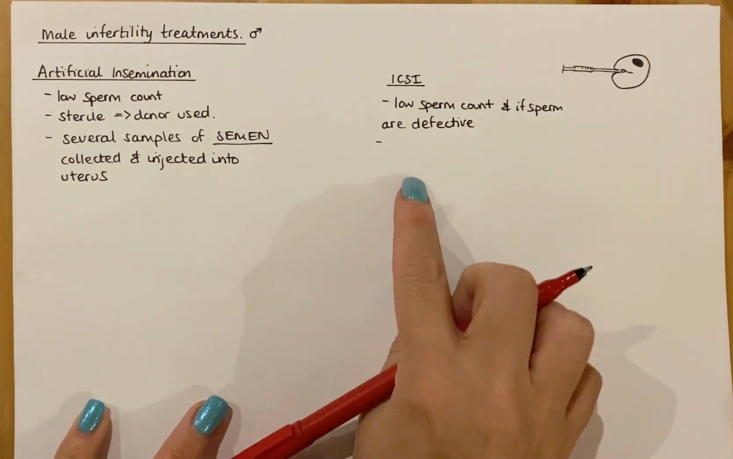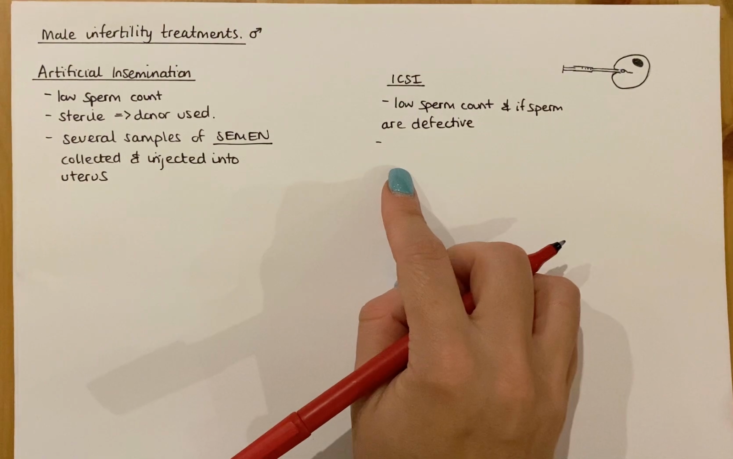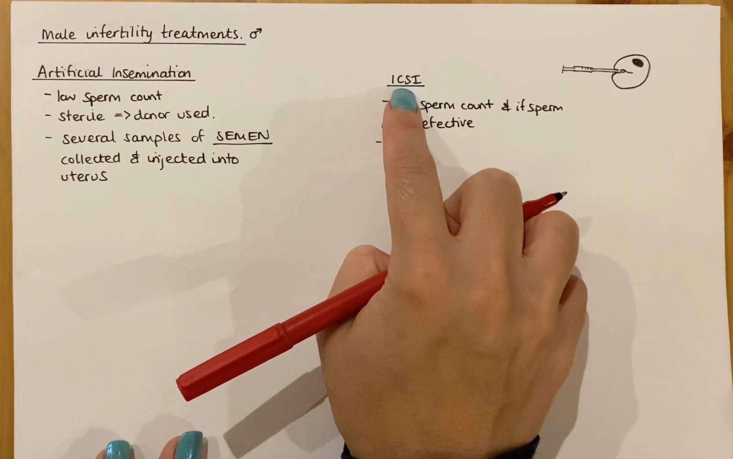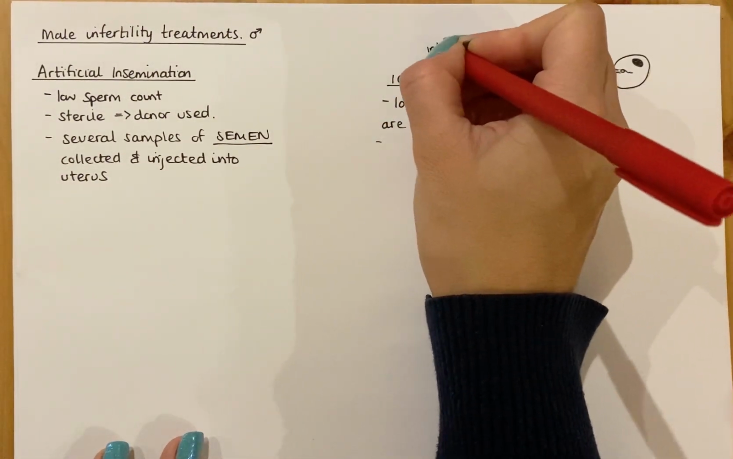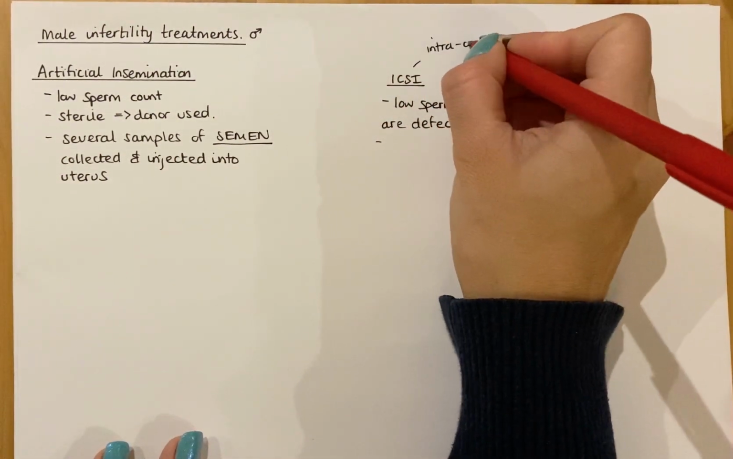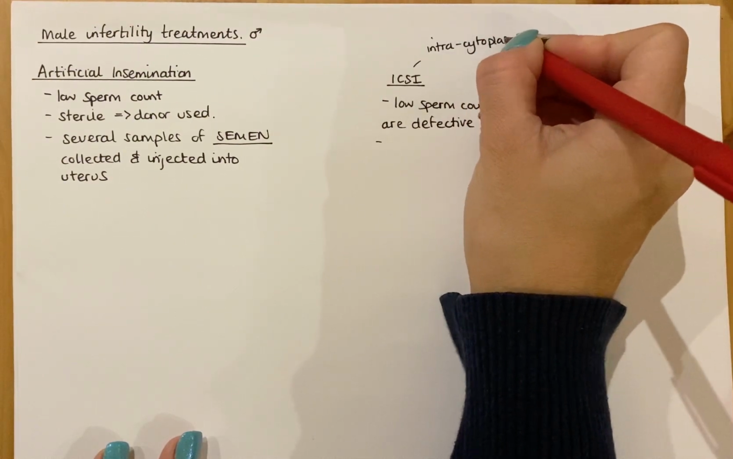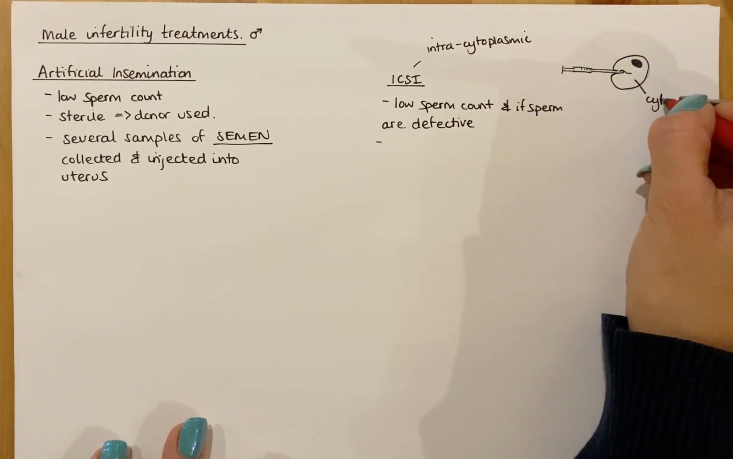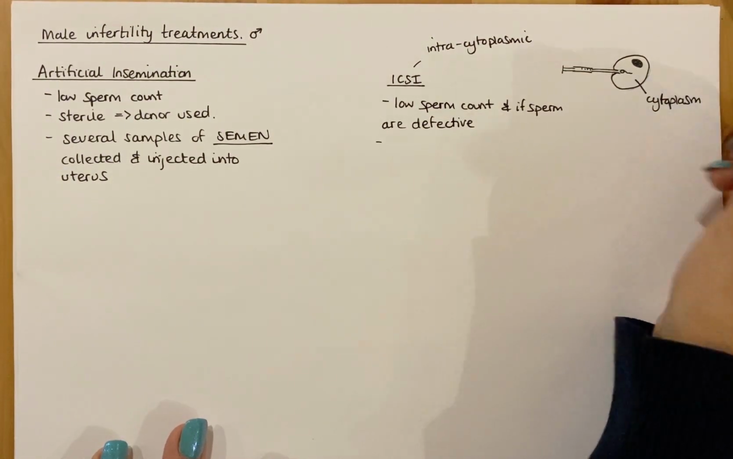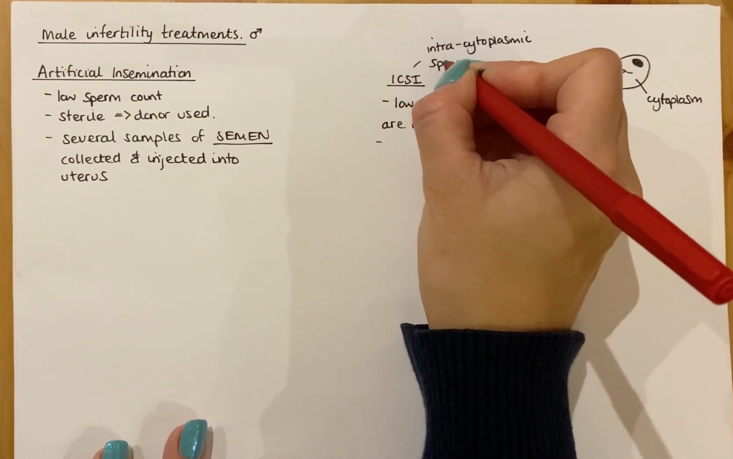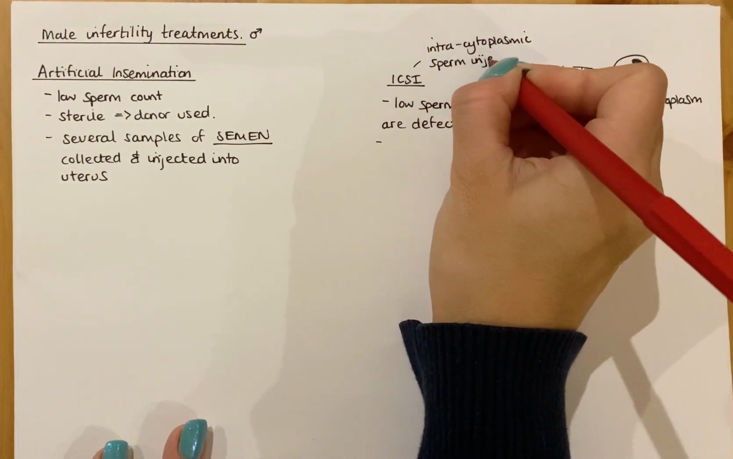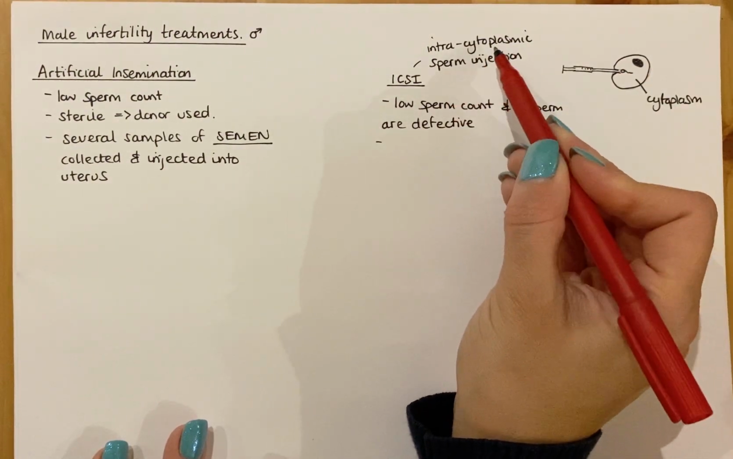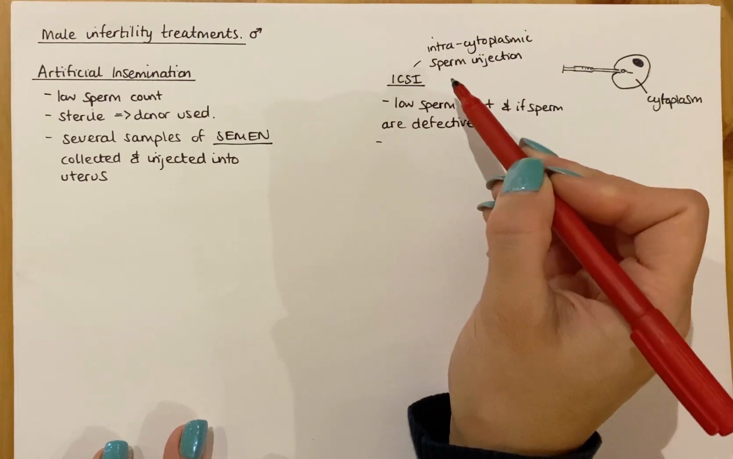Now, with this, it might be useful to understand what ICSI stands for. ICSI stands for intracytoplasmic sperm injection. Okay, so intra means within. Cytoplasmic refers to the cytoplasm, which would be here on an egg, and it'd be sperm injection. So if you break that term down, you're involving sperm being injected into the cytoplasm. Intra means in, or in towards.